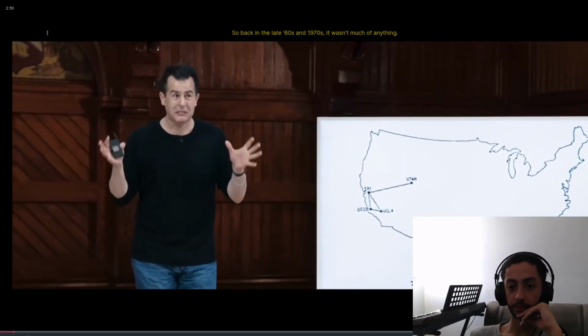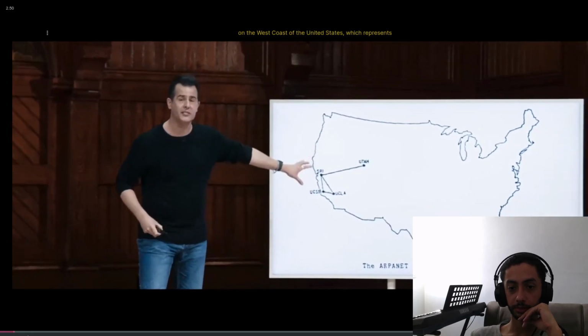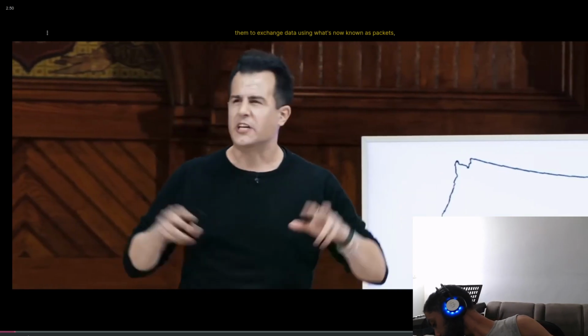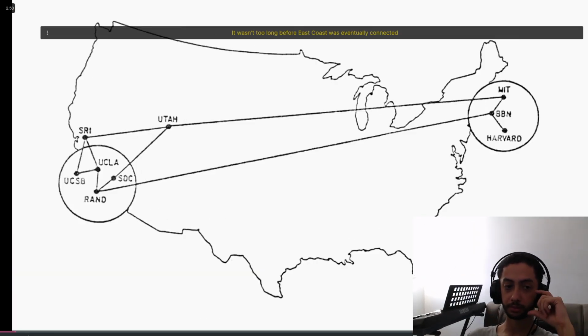So back in the late 60s, 1970s, it wasn't much of anything. This is an early diagram depicting a few access points on the west coast of the United States, which represents what was originally called ARPANET. And this was a project from the U.S. Department of Defense to begin to internetwork computers by enabling them to exchange data using what's now known as packets of information back and forth. Wasn't too long before the East Coast was eventually connected through MIT, Harvard, and others.